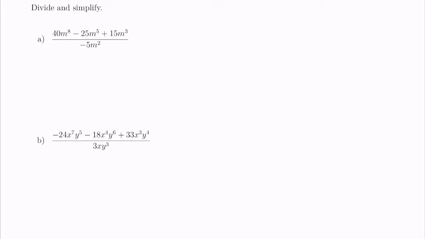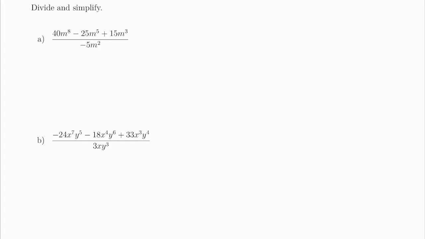In part A, we need to divide and simplify the quantity 4m to the 8th minus 25m to the 5th plus 15m to the 3rd, all divided by negative 5m squared. The first step in dividing a polynomial by a monomial is to recognize we're going to distribute that division by the monomial into each term in the numerator. We don't need to write this step out, but if it helps you, we can.